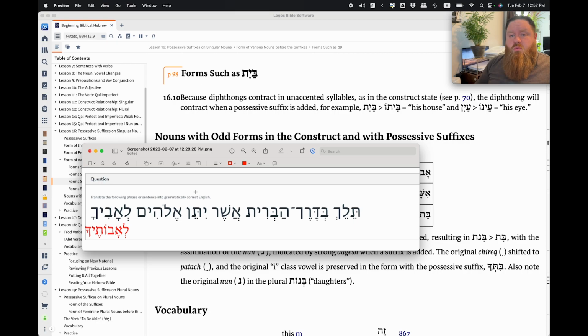So just so you know what to make of this moving forward, if this were plural here, if this were "your fathers," how would it look? It would look like this. You would have the plural form of the noun, avot.